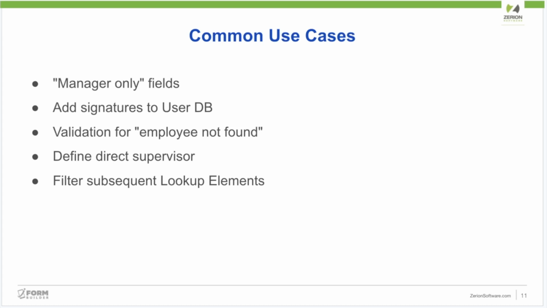Another common use case for this is as a validation check for employee not found. So that can mean a few different things. But if you don't have a match in the lookup table, for whatever reason, you may not want that person to be able to continue with data collection. And so you can then hide the elements. You can set up a client validation if you want. But employee not found can mean more than just they don't exist.